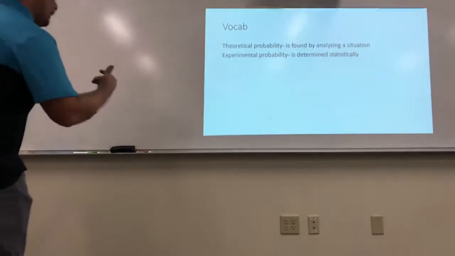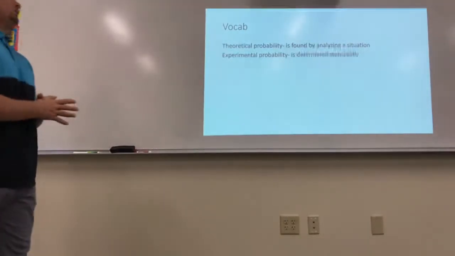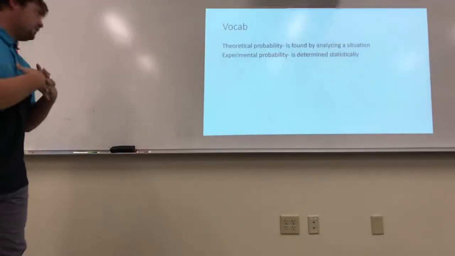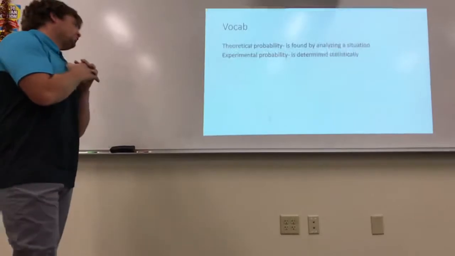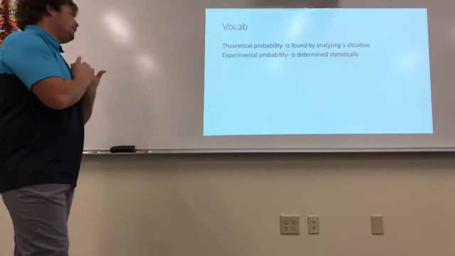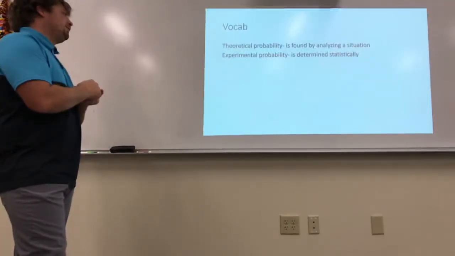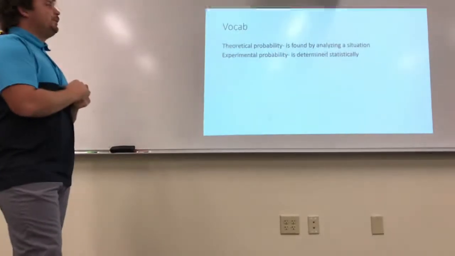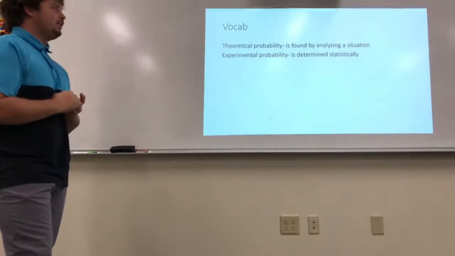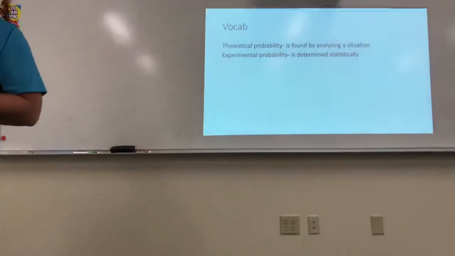Alright, theoretical probability is found by analyzing a situation. This would be like if you're taking the time to do some research on it, studying it. Experimental probability is going to be determined statistically. You're going to do tests on it. You're going to see if it works out or not.